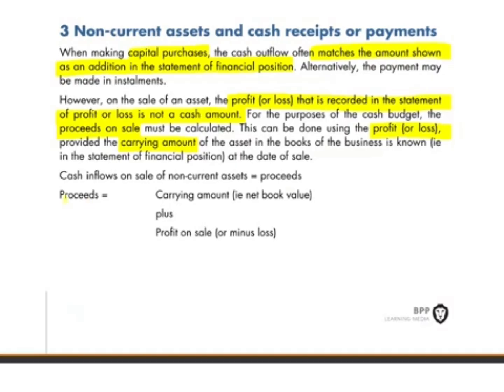So the proceeds can be calculated by taking the carrying amount of the asset and adding on the profit, or if we've made a loss, subtracting off the loss. The total of that sum should be the proceeds that we've generated on the sale of that non-current asset.